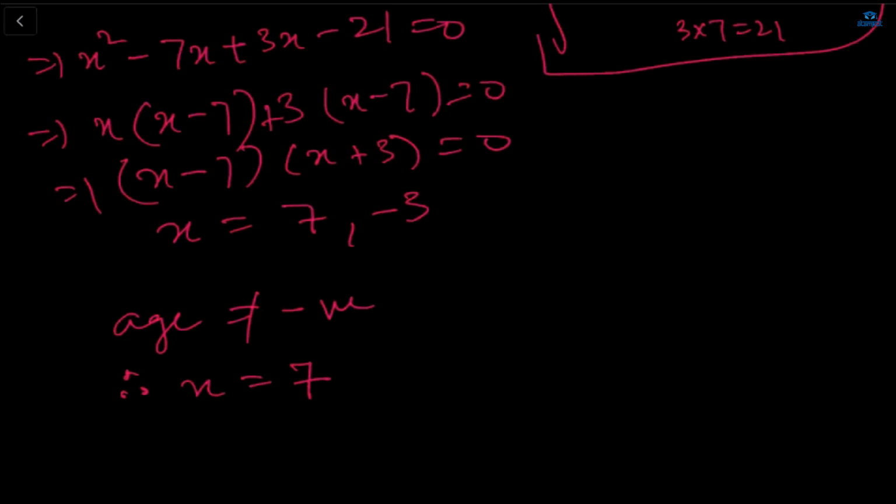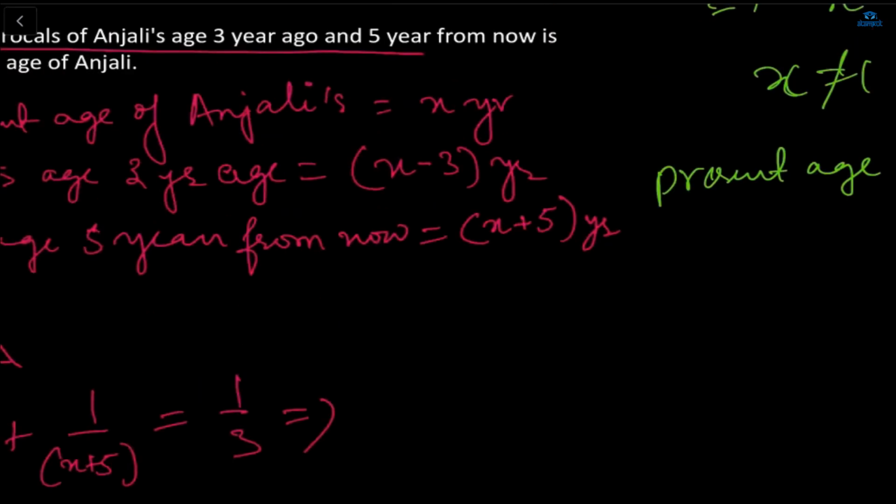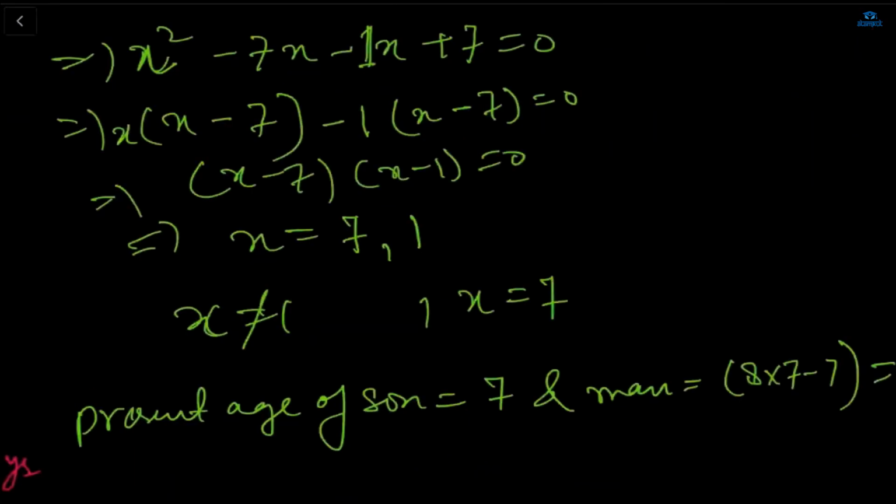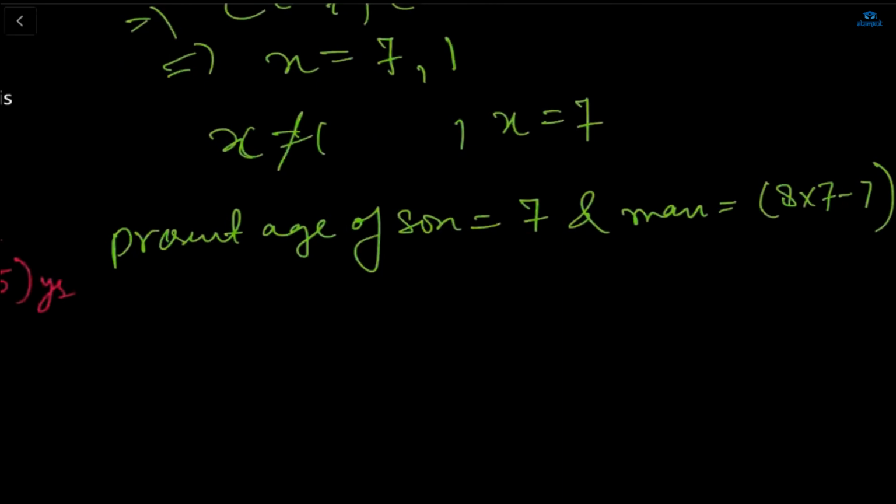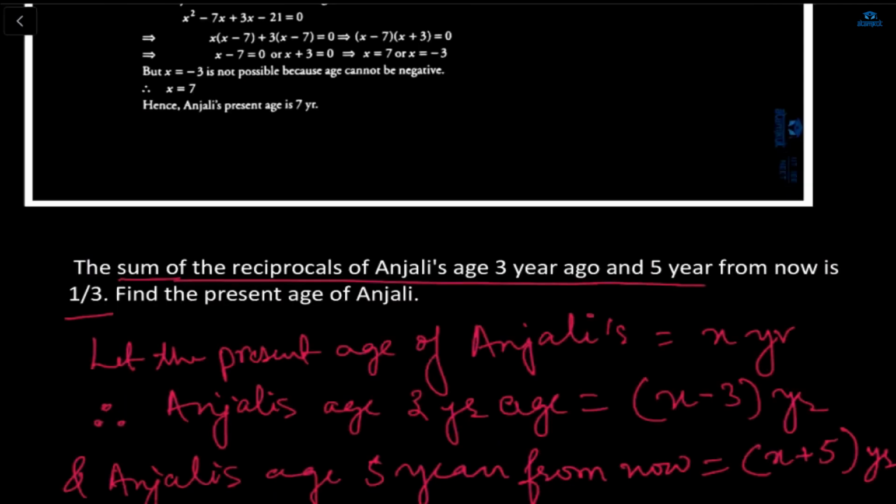And in the previous question also, we got 1. So 1 was not negative, but we refused 1. Why? Because of the child's age 1 year ago. If the child's present age is 1 year, then 1 year ago he would not have been born. So we cannot take the present age of the child as 1 year. So we excluded 1 and we took the age as 7. Whenever you are writing the final answer, you need to check which value is going to suit your equation. Any doubt in the age-based problem?